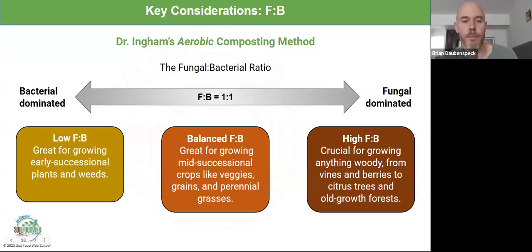Considering fungal to bacteria ratio, I talked about this a little bit. In most agricultural systems with most crops, you're looking for a balanced 1-to-1 fungal to bacteria ratio. This is good for mid-successional crops like vegetables, grains, perennial grasses. When you get to a lower fungal to bacteria ratio, you're somewhat selecting for early successional plants, some which you might consider weeds. And then when you get into, for example, an orchard or woody plants, you're looking for a fungal dominated compost or amendment to use, and that would be in the range of 5-to-1 or higher. Next slide.